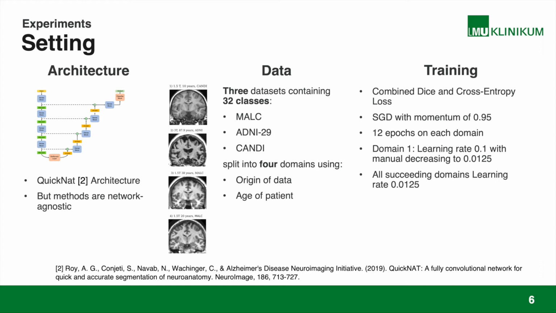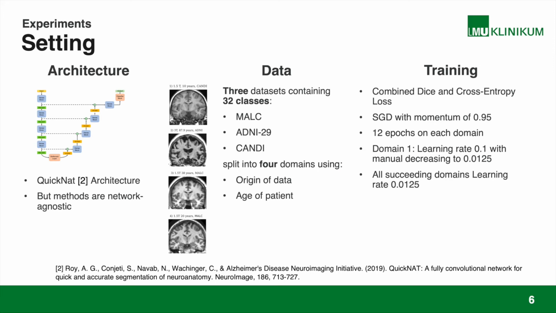But our methods can be used with any deep neural network. We use MRI scans of 3 different data sets and segment them into 32 classes. For the task of continual domain learning, we split the data into 4 domains using the source of the data and the age of the patient.